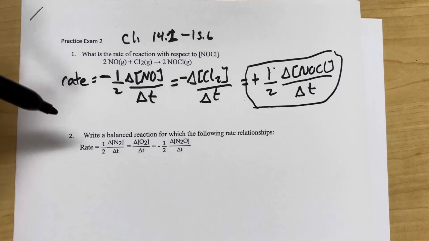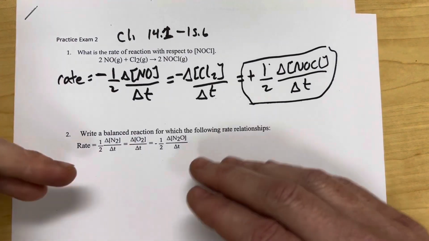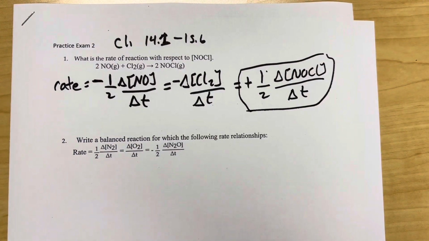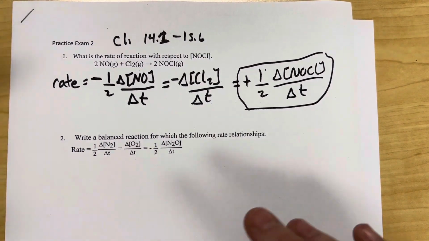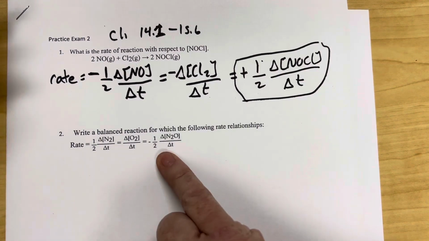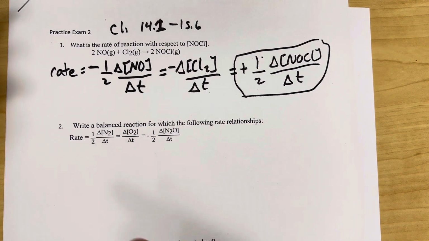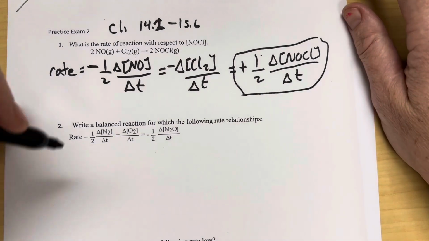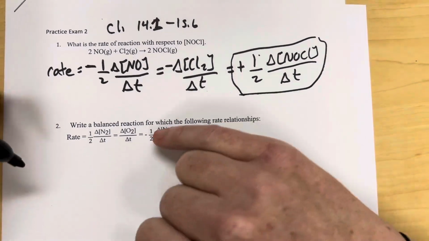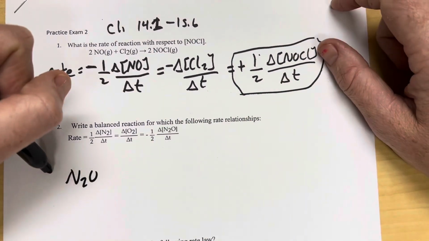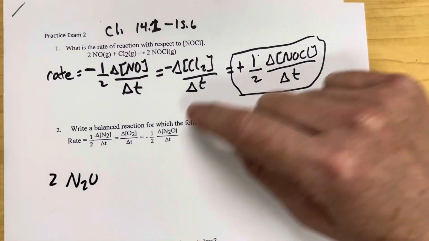All right, question number 2 says write a balanced reaction. So kind of using similar information, let's go the opposite way. Can we write a reaction? These are not in any particular order, but I can look pretty quickly and say that's negative. That means this must be on the reactant side. And these guys are positive, meaning they must be on the product side. So I'm going to start with the negative, the -1, and it tells me that it's N2O, and that half there tells me that it's going to be a 2. So that's going to be my reactant.